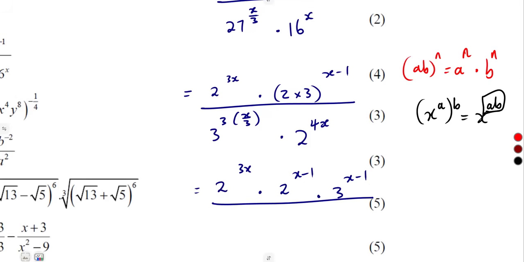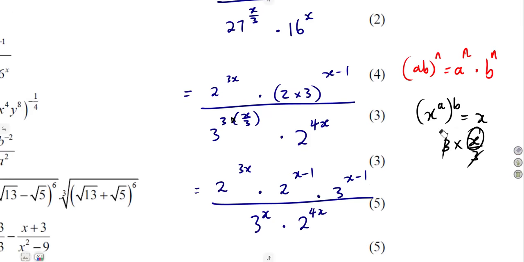You simply multiply the two. So here it was just going to be multiplication, 3 times x over 3. That is what? That is x. So it was going to give us 3 to the exponent of x. Then 2 to the exponent of what? 4x. So this is where we are.